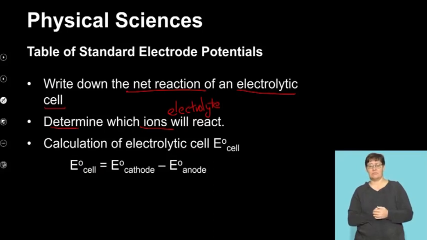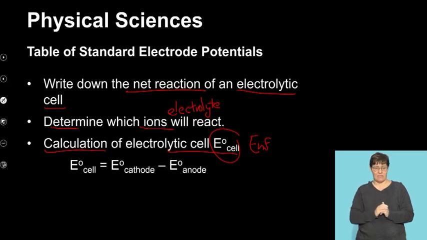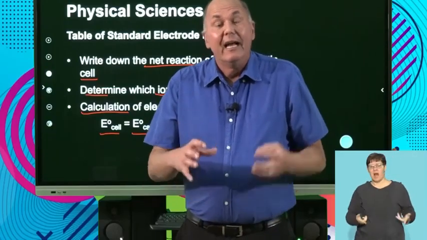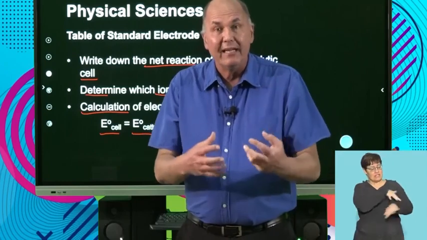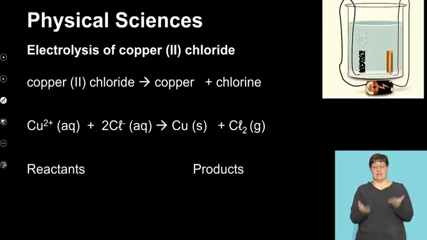And then the final point is that we're going to be able to calculate the EMF or the E naught. This is also equivalent to the EMF of the electrolytic cell. Remind you, the equation, which is on the data sheet, is E cell is equal to E naught of the cathode minus E naught of the anode. The equation is exactly the same as we used for the galvanic cell. So there's no new learning. It's all about just applying it to a new situation. Let's go and see that writing down of the net equation.